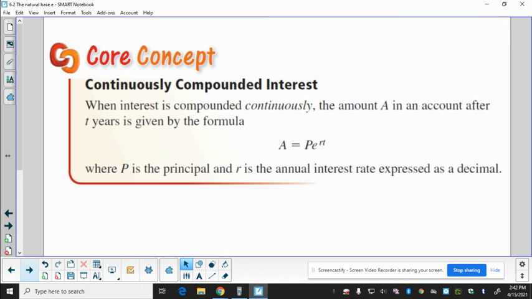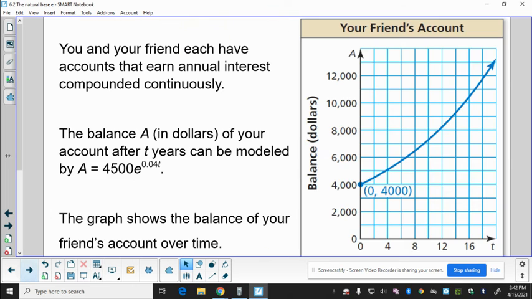Let's go ahead and apply this. Let's look at this situation here. You and your friend each have accounts that earn annual interest compounded continuously. All right, so that means Euler's number. The balance in dollars of your account after 2 years can be modeled by this equation right here. That's for you.